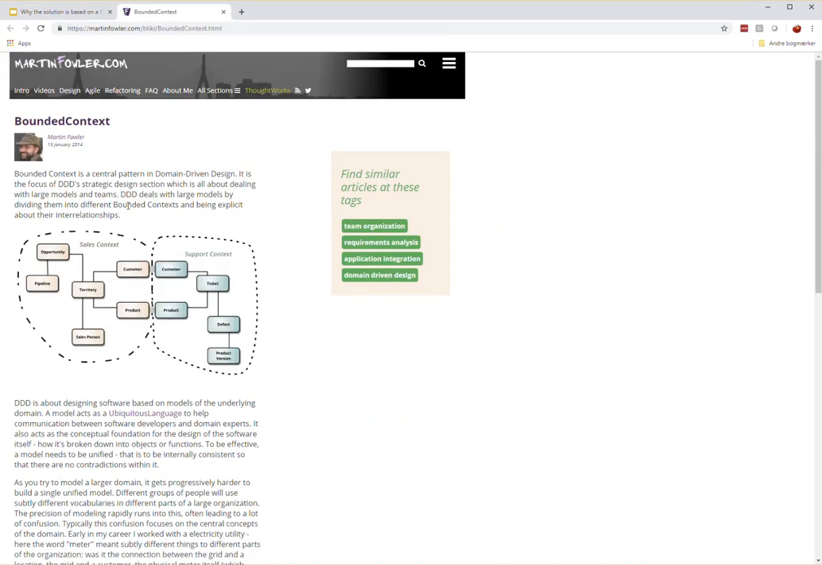Martin Fowler, a very famous software engineer, has a web page where he describes the best-known patterns. And this is his description of the bounded context. He says bounded context is a central pattern in domain-driven design. It is the focus of DDD's strategic design section, which is all about dealing with large models and teams. DDD deals with large models by dividing them into different bounded contexts and being explicit about their interrelationship.